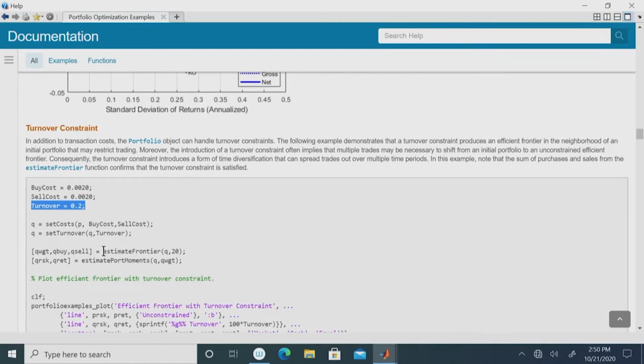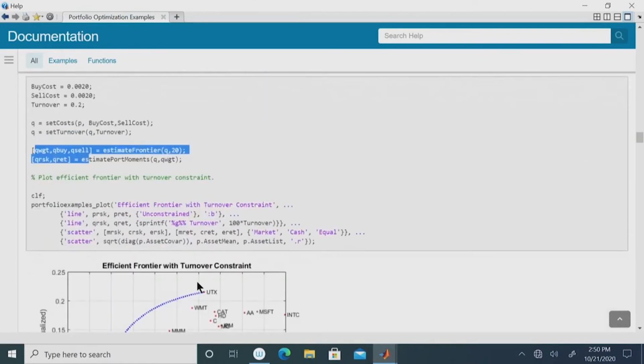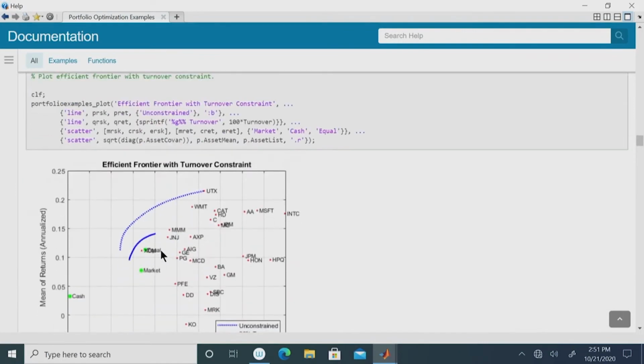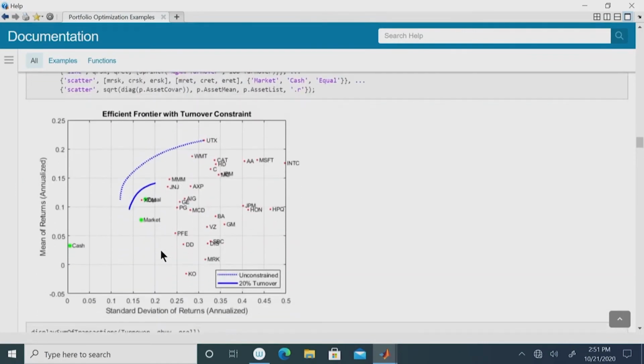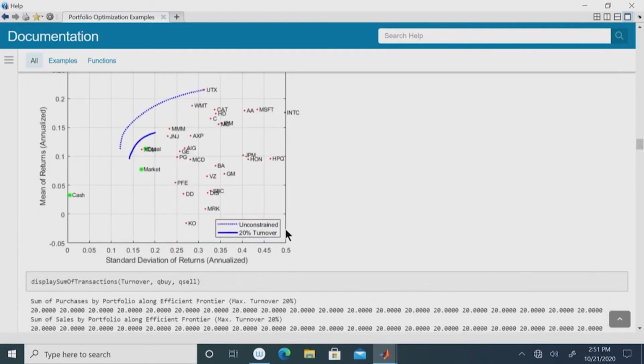So, accordingly we will now have the efficient frontier being estimated, and the output being set to give you the weights and the quantity of buying and selling. Once you have this, of course, you will again have a similar kind of efficient frontier. Here, if you observe carefully, we had this unconstrained efficient frontier, and in this bold line we have the efficient frontier which has accommodated a maximum of 20% turnover.